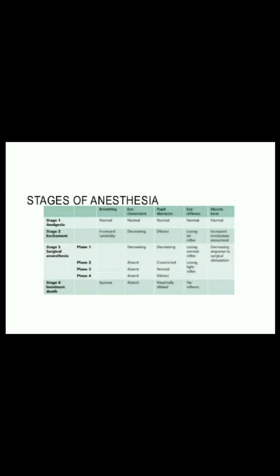It's a basic part. The stages of general anesthesia can be classified into four: stage 1 analgesia, stage 2 excitement, stage 3 surgical anesthesia, stage 4 imminent death. The breathing, eye movement, pupil diameter, eye reflexes, and muscle tone are the few criteria you take into account for the identification of stages.